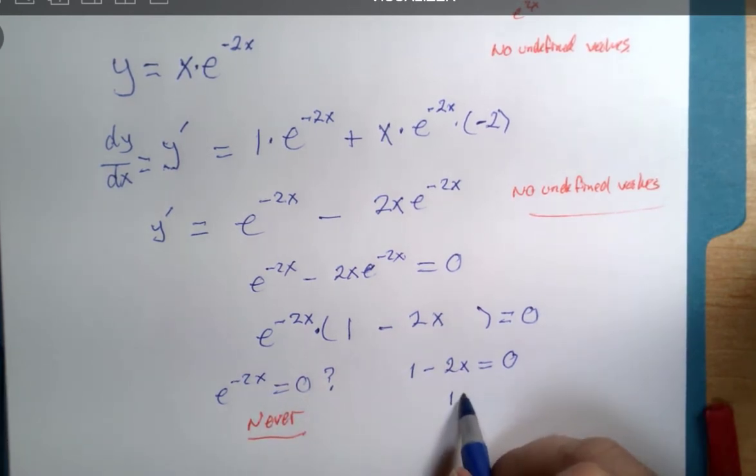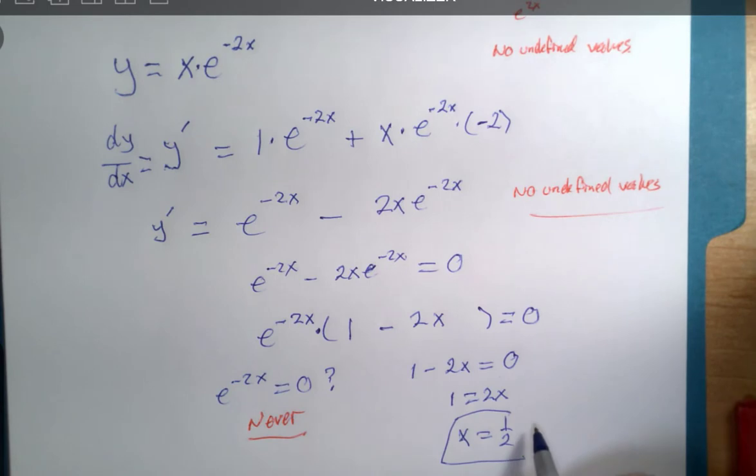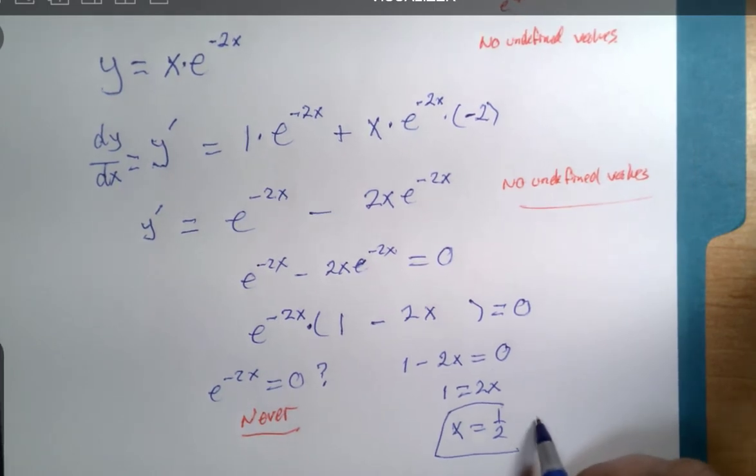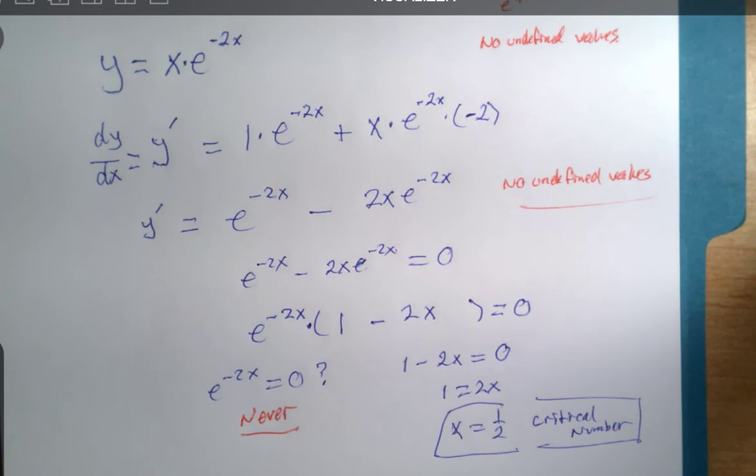And this one, we'll get x is 1/2. This, our students, will be our critical number. x is 1/2. Only one critical number.